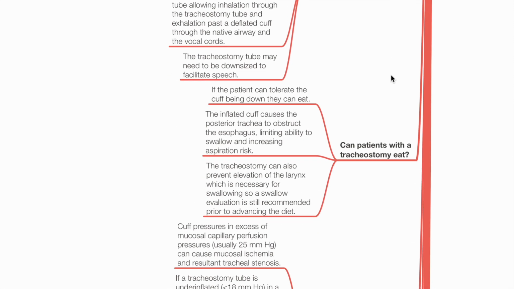Can patients with a tracheostomy eat? If the patient can tolerate the cuff being deflated, they can eat. The inflated cuff causes the posterior trachea to obstruct the esophagus, limiting ability to swallow and increasing aspiration risk. The tracheostomy can also prevent elevation of the larynx, which is necessary for swallowing, so a swallow evaluation is still recommended prior to advancing the diet.